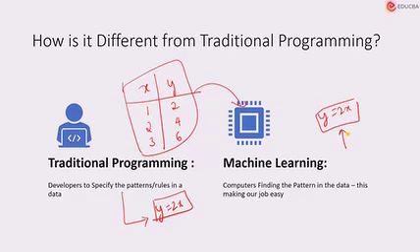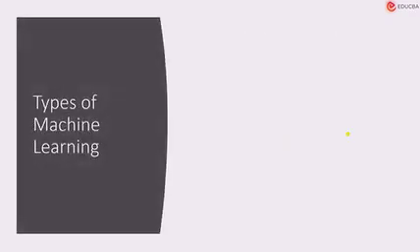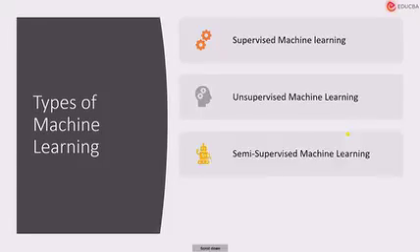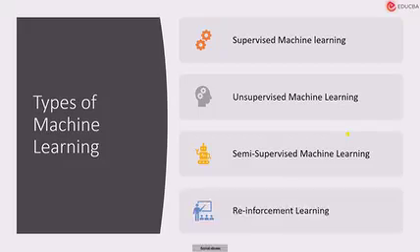Now, when it comes to machine learning, we have various types, and we can classify them in various ways. One of the common ways that we classify machine learning models is with the help of the data that they use. On the basis of the data that my machine learning model is going to use, we classify models as supervised, unsupervised, semi-supervised, as well as reinforcement learning. So these are the various ways that I can classify my machine learning models.